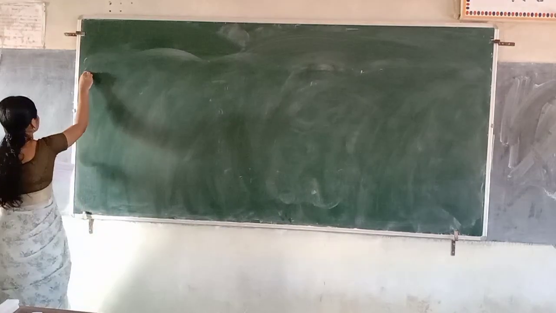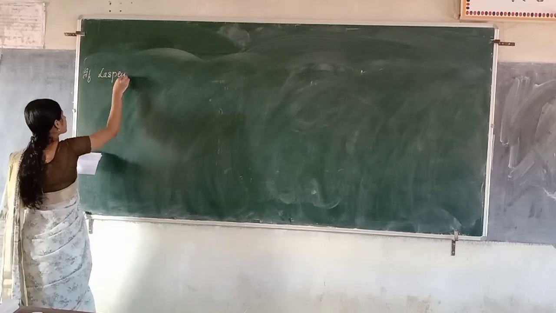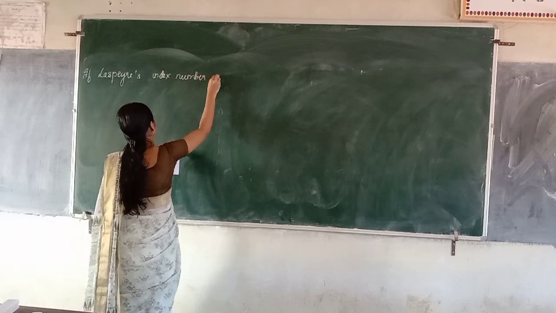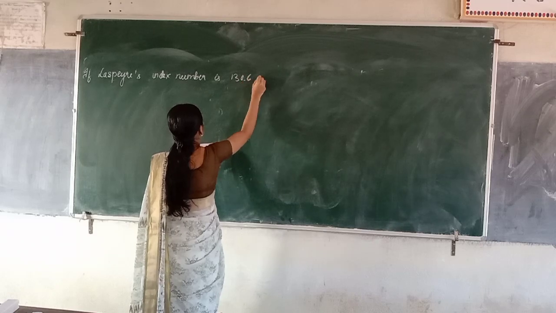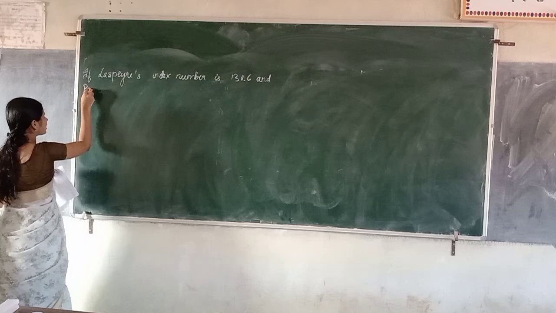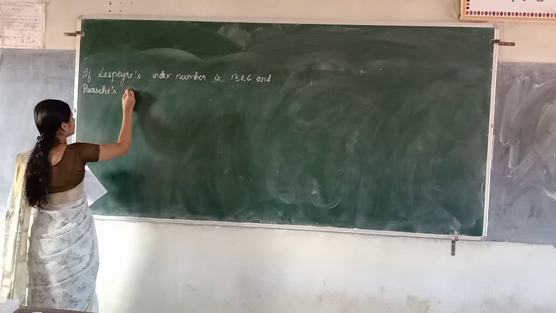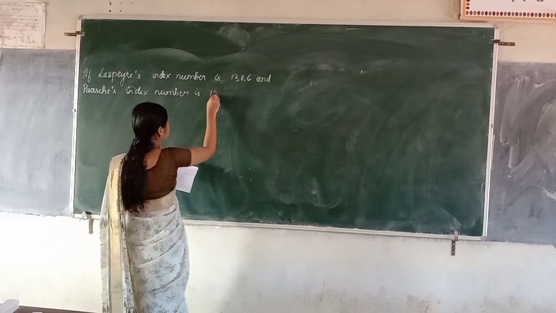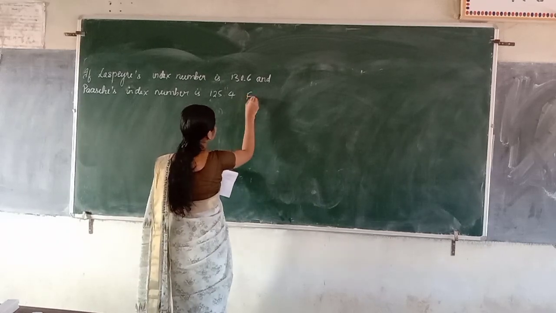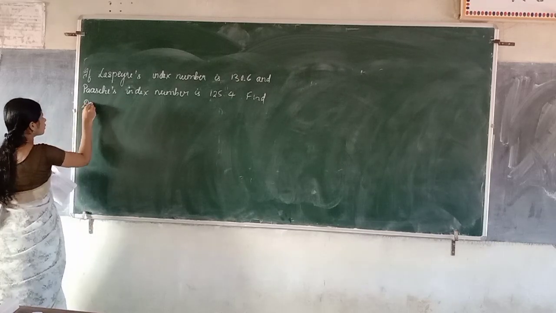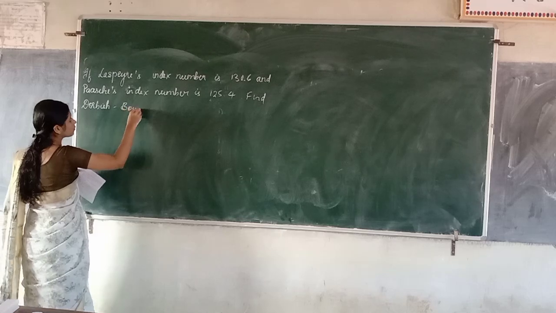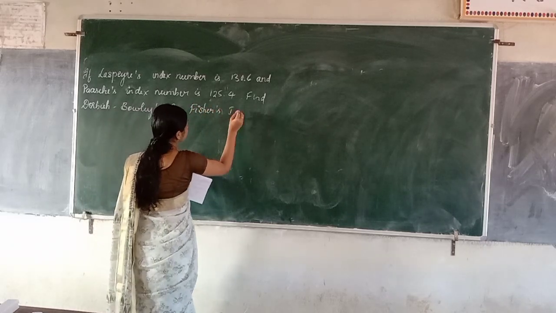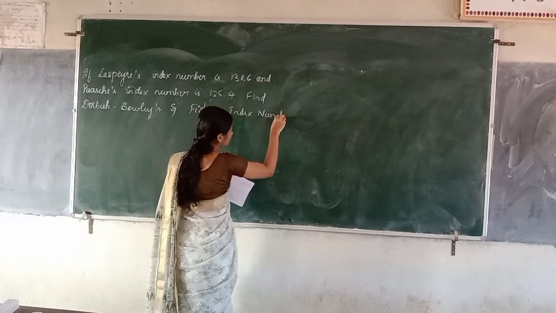The next question is, if last year's price index number is 130.6 and past year's price index number is 125.4, find Dorbish-Bowley and Fisher's index number. So this is the question.